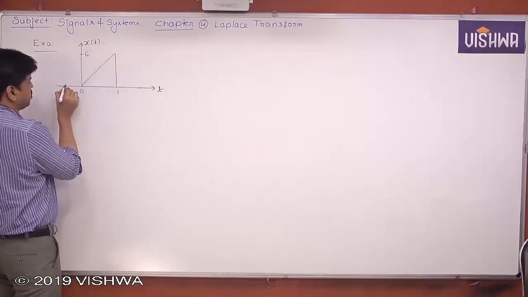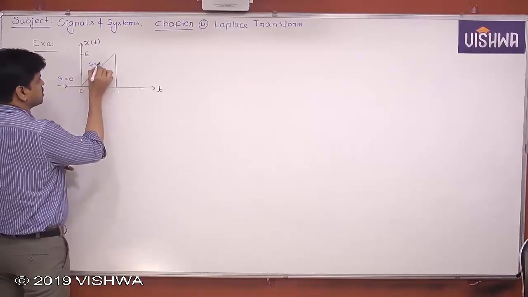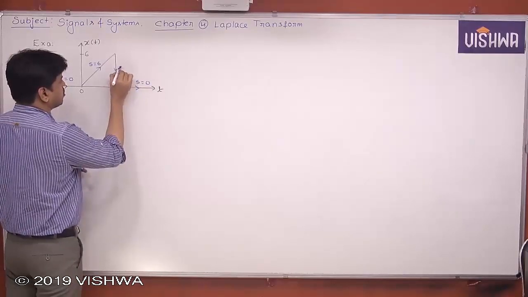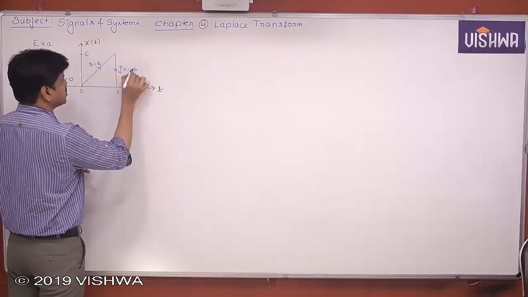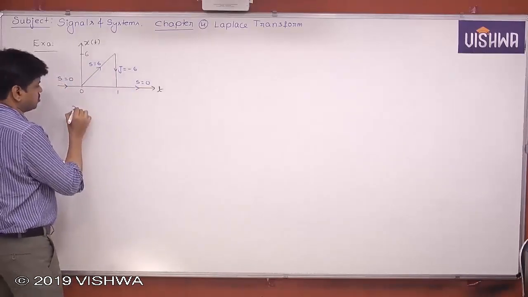So here, what is the slope of this line? 0. What is the slope of this line? 6. What is the slope of this line? 0. What is the jump in this line? That is minus 6. So according to this we can write x of t.